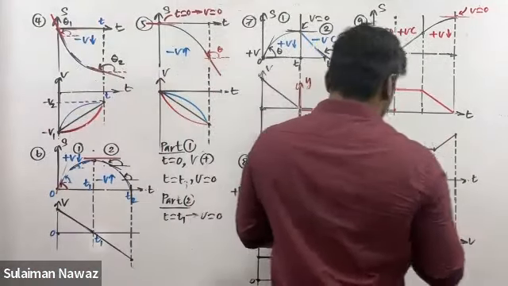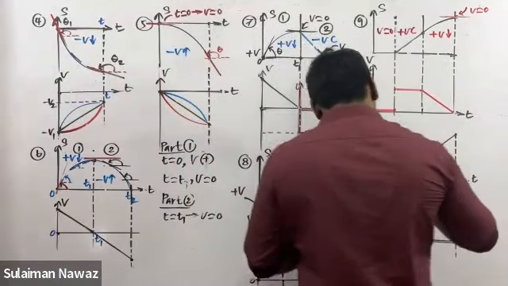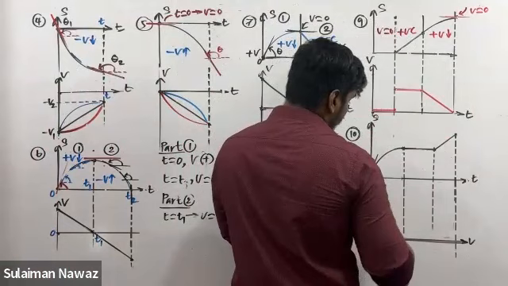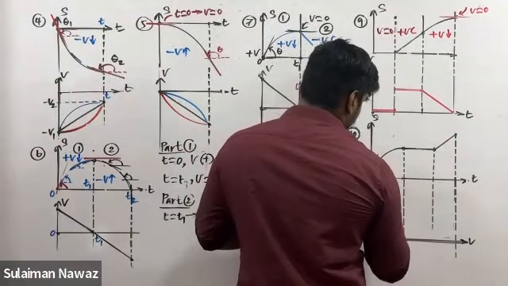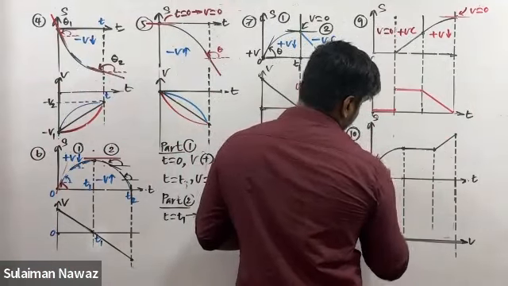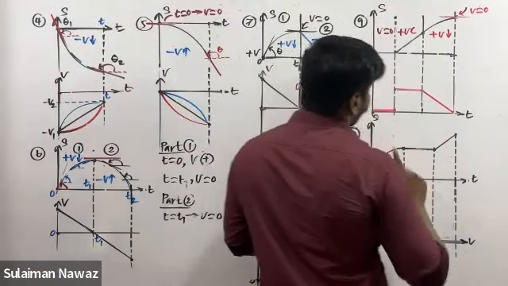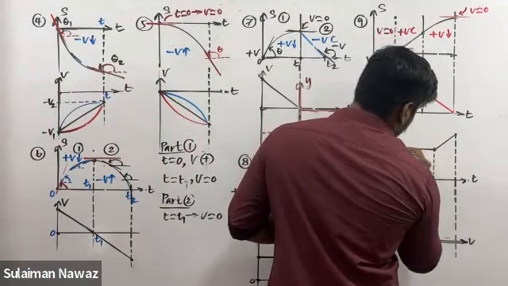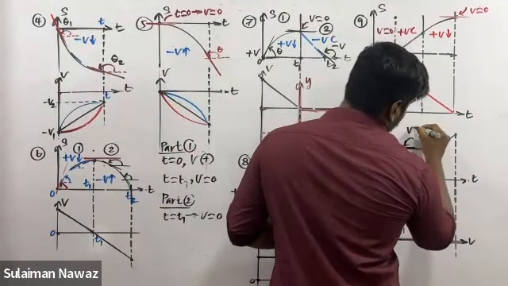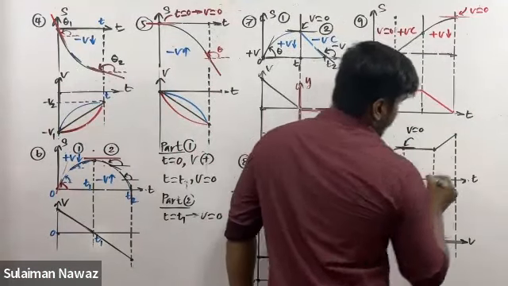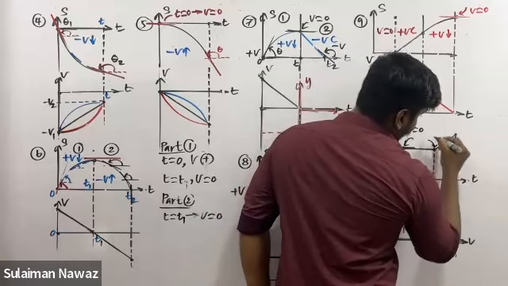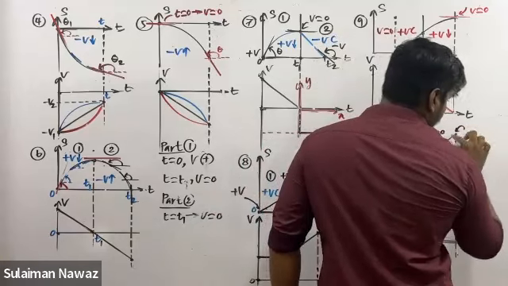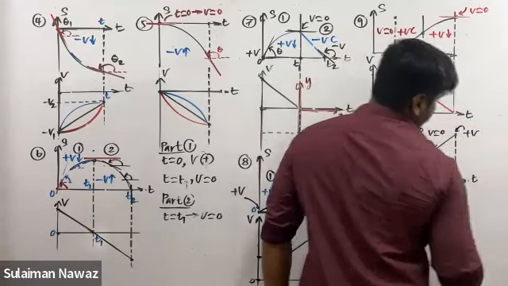Now here, acute angle. Initially, when t equals 0, there's a positive velocity. And here, if I draw a tangent line, velocity is 0. Here, if I draw a tangent line, there's a positive velocity.